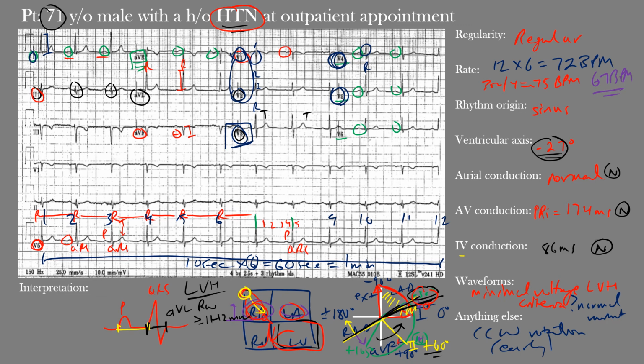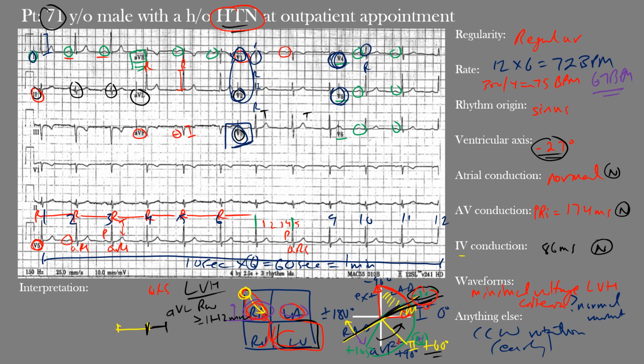Well, we have regular sinus rhythm occurring at a normal rate, right? Our rate here was 67 beats per minute, along with normal atrial, AV, and IV conduction. We have no major waveform abnormalities, and the minimal voltage criteria for left ventricular hypertrophy was met in lead AVL. So this is a case of normal sinus rhythm with minimal voltage criteria for LVH, or left ventricular hypertrophy, and overall considered a borderline EKG.